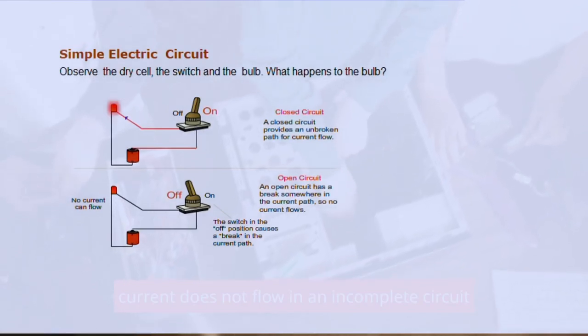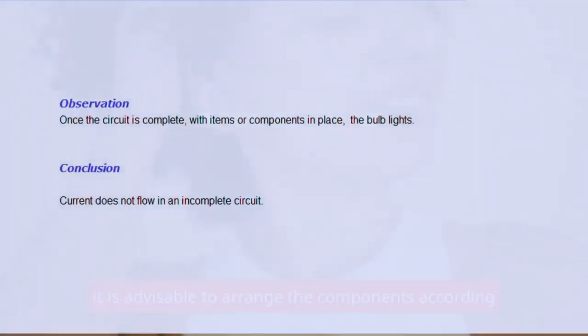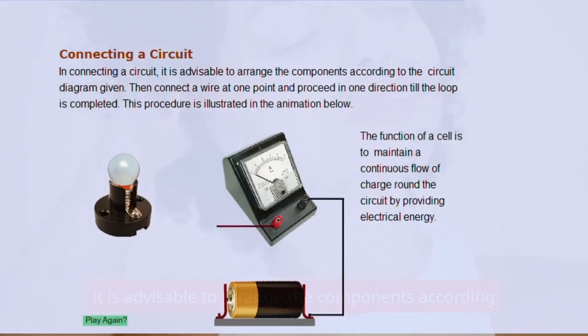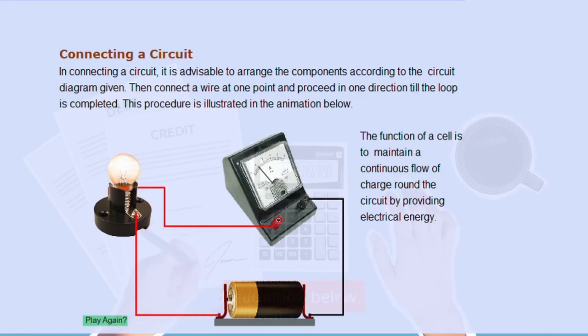Current does not flow in an incomplete circuit. In connecting a circuit, it is advisable to arrange the components according to the circuit diagram given, then connect a wire at one point and proceed in one direction till the loop is completed. This procedure is illustrated in the animation below.